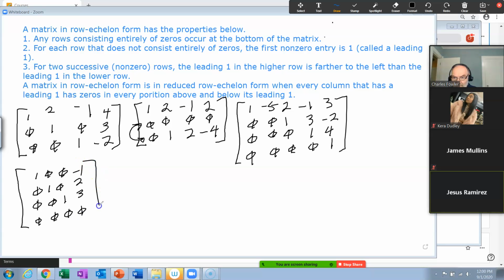Okay, first question, is that in row echelon form? No. Why not? Because the bottom is 0. Okay, but that's okay. Up here, any row consisting entirely of zeros occurs at the bottom of the matrix. If it occurred anywhere else, no. But at the bottom, yes, that's perfectly fine. So that wouldn't knock it out.